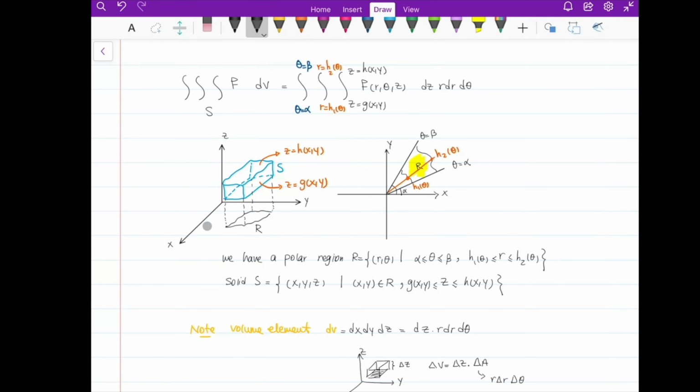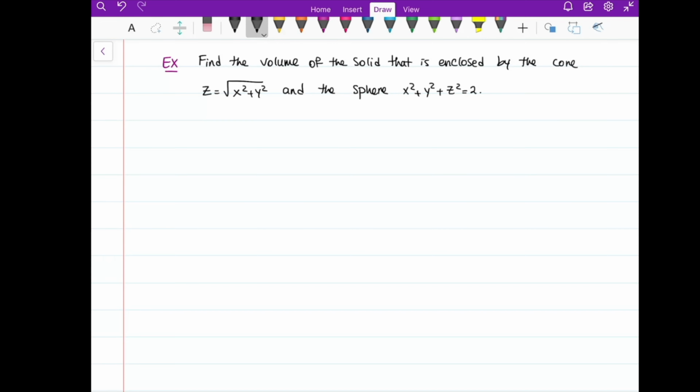That's why we transfer r into polar. Okay, let me give you one example to illustrate how we can use cylindrical coordinates to make the triple integral easier. Find the volume of the solid that is enclosed by the cone z equals the square root of x squared plus y squared, and the sphere x squared plus y squared plus z squared equals 2. Okay, the first thing is to graph the region that is given.